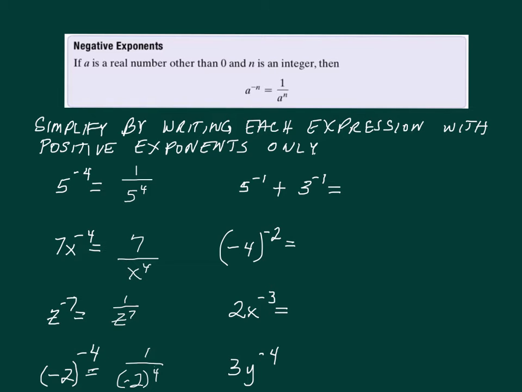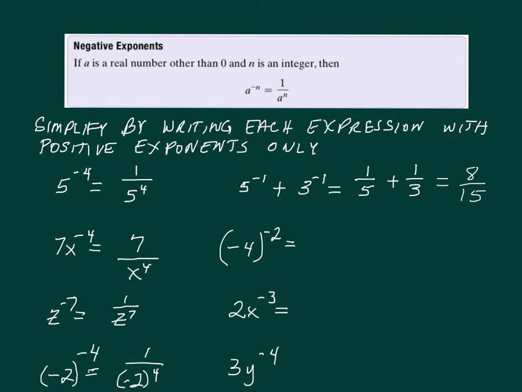So let's look at these up here. We're simplifying 5 to the negative 1 plus 3 to the negative 1. Well, 5 to the negative 1 is 1 over 5 to the positive 1, which is just 1/5, plus 3 to the negative 1 is 1 over 3. Well, we got to use your calculator or remember how to add fractions. And when you add them together and get the least common denominator and all of that stuff, you get 8 over 15.